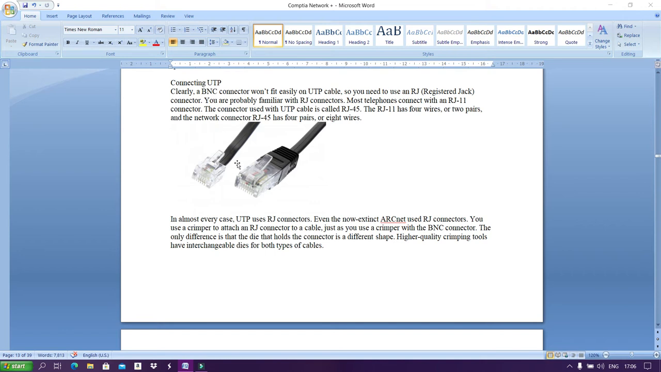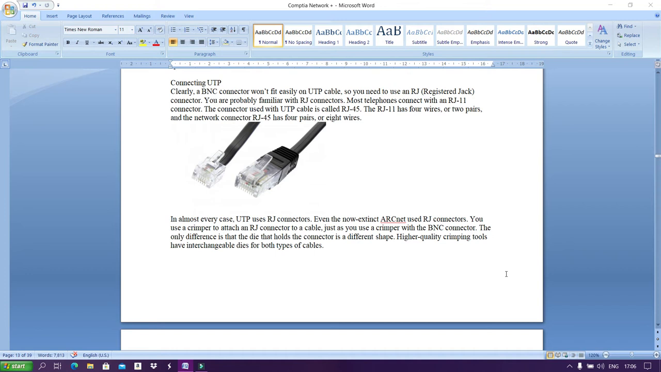So here's a picture of a Cat1 cable with an RJ11 head. This is used for the old telephone system, PSTN. And here we have a category 5 Ethernet cable with an RJ45 head. In almost every case, UTP uses RJ connectors. Even the now extinct ARCnet used RJ connectors.